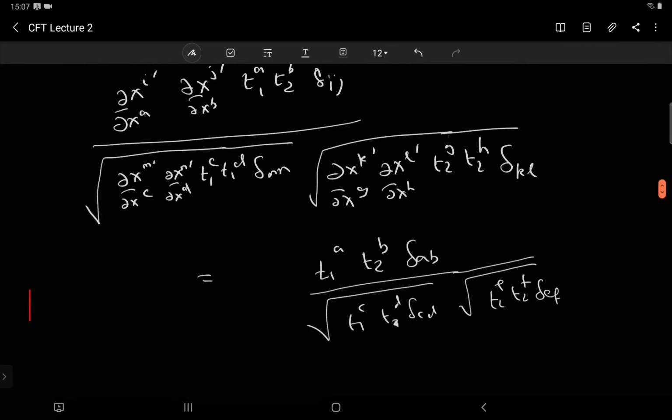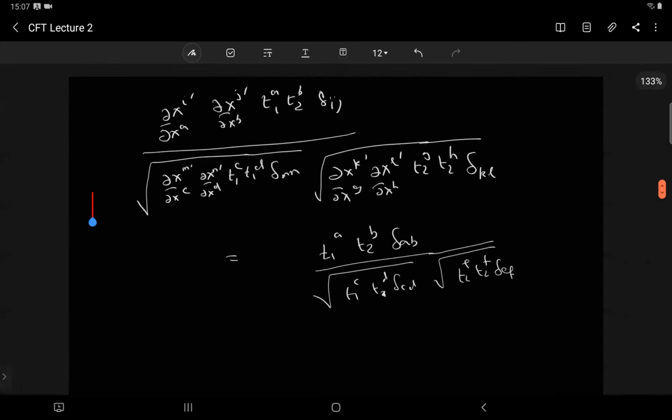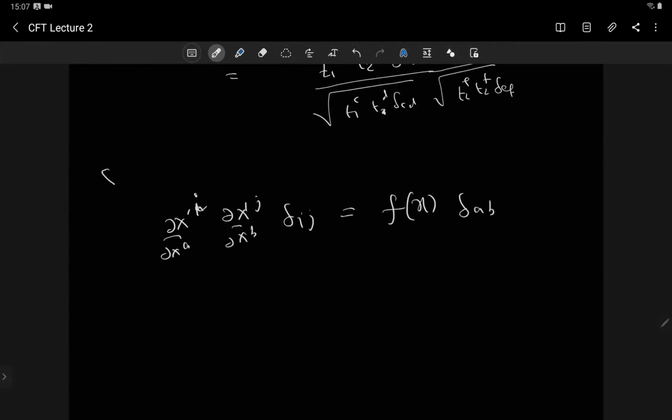Now because we want this, if you think about it a bit, it is clear that the solution to this has to be of the following form: del x i prime del x a times del x j prime del x b delta ij has to be equal to some arbitrary function of x times delta ab. So the solution is this. Why is this the solution?